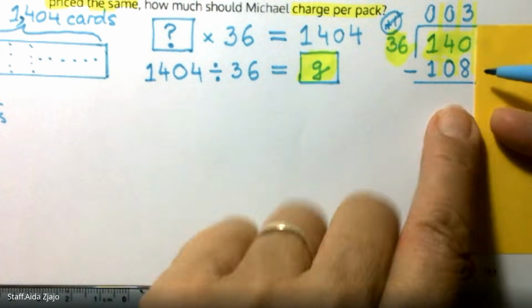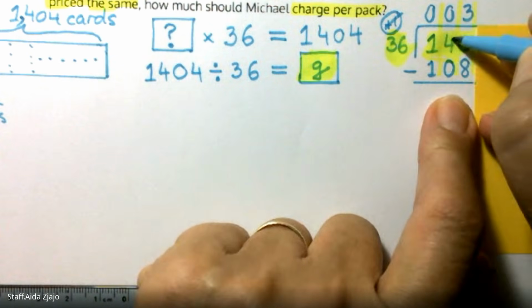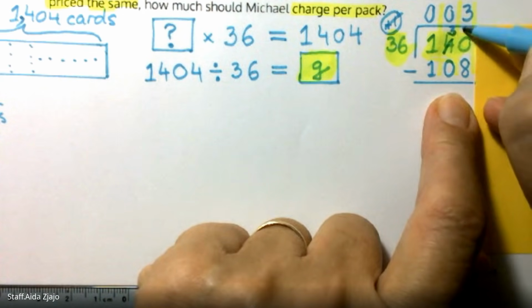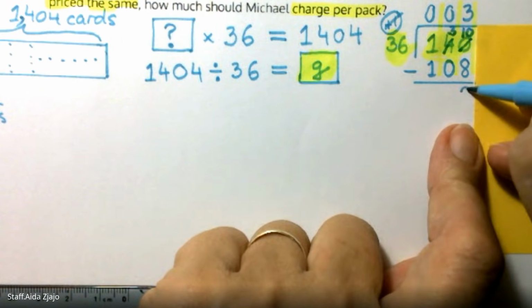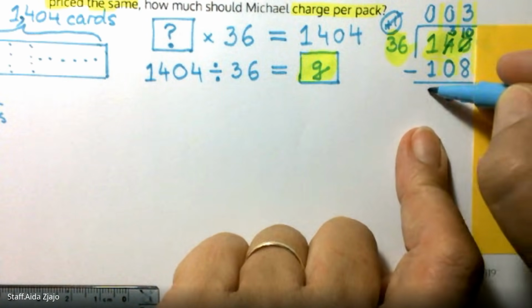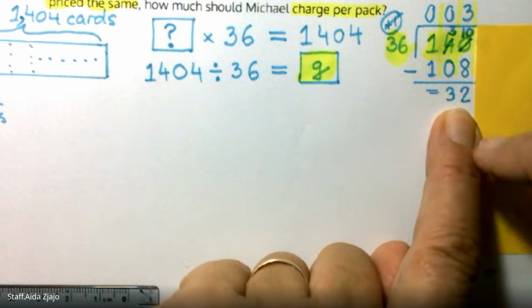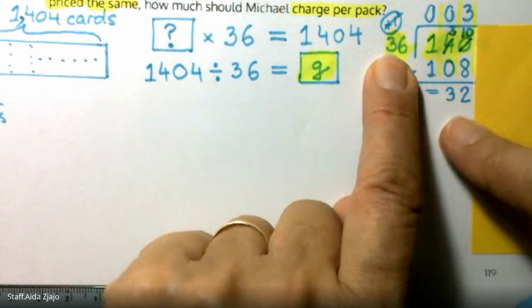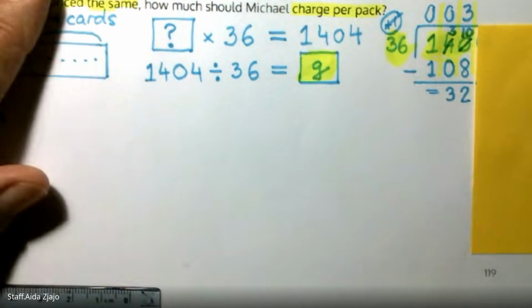So 0 minus 8 doesn't work. You can't give me 8 when you have a 0. You have to regroup, and then you will have 10. 10 minus 8 is 2. 3 minus 0 is 3. And 1 minus 1 is 0. So our remainder is 32. We couldn't make a new group. So our estimate of 3 was okay, was fine.